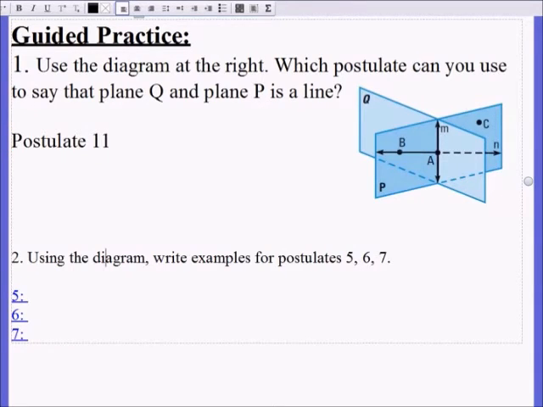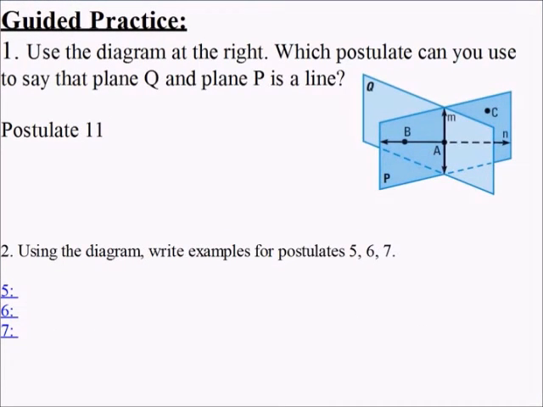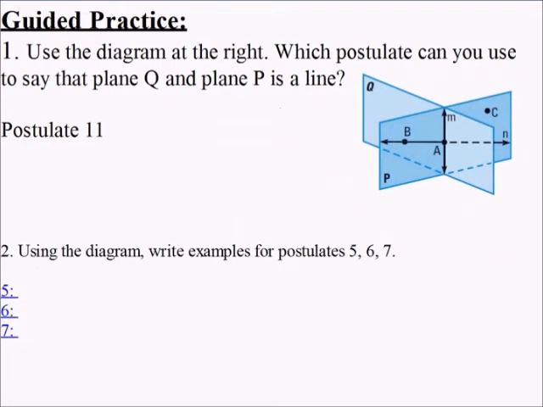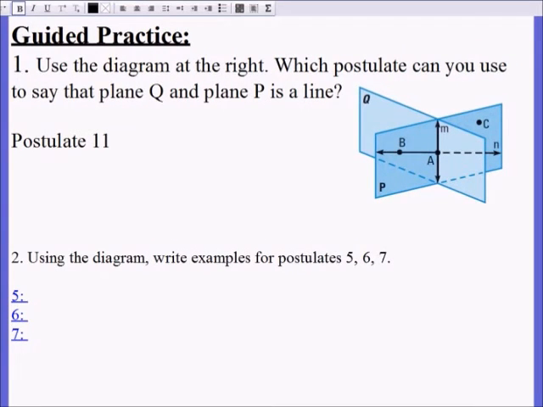Number 2, using the diagram, write an example for postulates 5, 6, and 7. As you look back at your postulates, let's take a quick peek. Postulate 5 says that through any two points exists exactly one line. We have to be real specific here. For postulate 5, we need two points that make a line. So let's say points B and A, and we have line N.